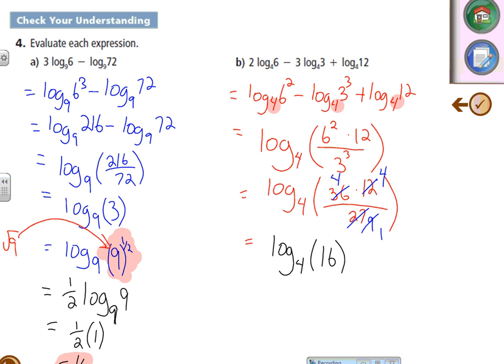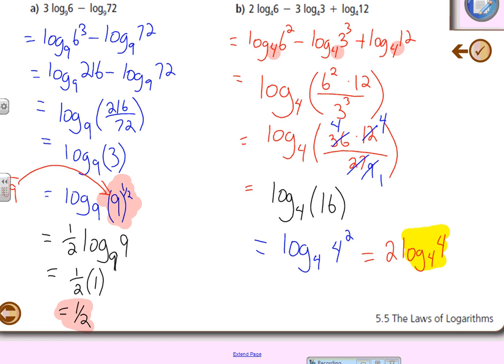But I could also look at it this way. Log base 4 of 16, which is base 4, 4 squared. Let's bring our exponent down in front. So we get 2 log base 4 of 4. Log base 4 of 4 is equal to 1. So now we're looking at 2 times 1, which is 2. So there are a few ways of thinking it through to get to the same answer.